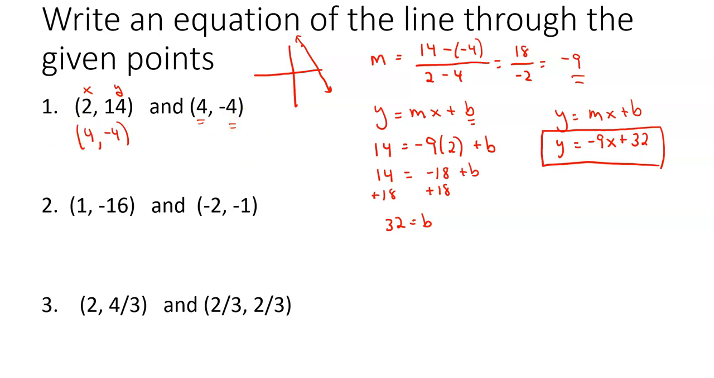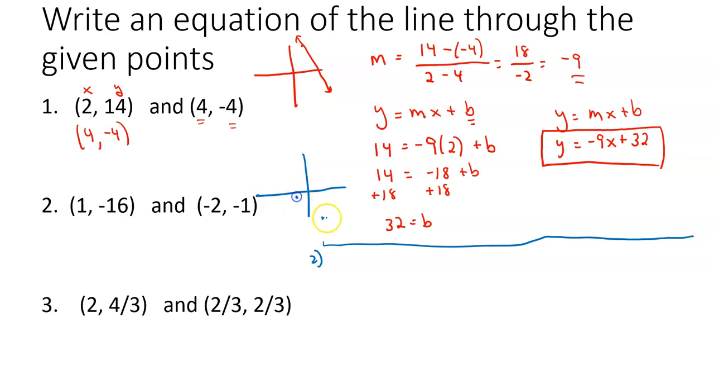All right, take a look at the next one. The next one is (1, -16) and (-2, -1). So I'm going to do the same thing. I'm going to first try to find the slope between the 2 points and then work on the equation for the line. Right, if I make a little rough sketch of (1, -16), way down here, and (-2, -1) down here.